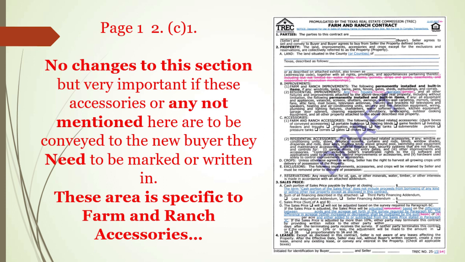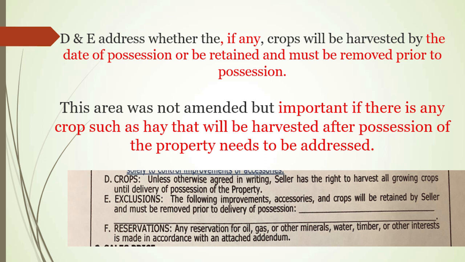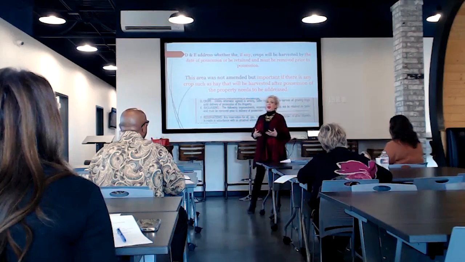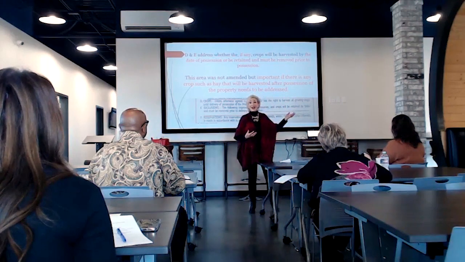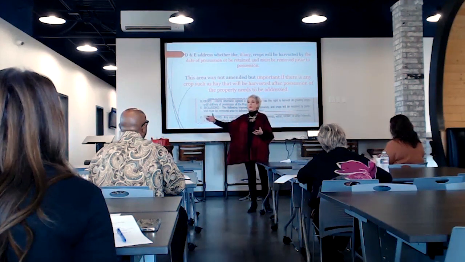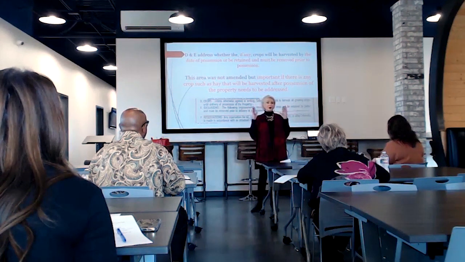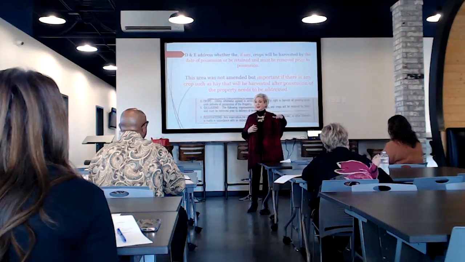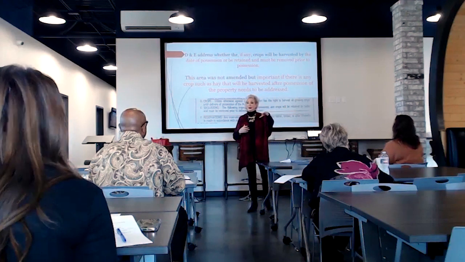Let's talk about that. D&E, where any crops will be harvested by the date of possession and be retained and must be removed prior to possession. Why is that important? And here it is right here, crops. So let's say you're closing and they've got hay and they sell hay, and they can't cut it now. It won't be ready for 3 months. But that seller may be thinking that when it's cut, they're going to get the money for that. Okay.